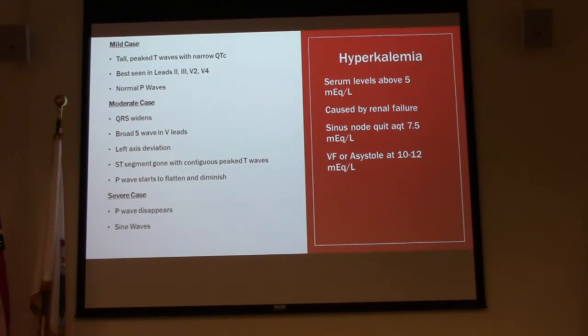It depends on how high it actually is for you to see, but serum levels above 5 milliequivalents are usually caused by renal failure. These people are retaining potassium. Other people take diuretics that are potassium-sparing diuretics. Now, when a patient gets to 7.5 to 8 milliequivalents of potassium, their P wave will generally disappear, and it looks more like a junctional rhythm. The higher we get, we'll start to see sine waves, usually at 9 milliequivalents.